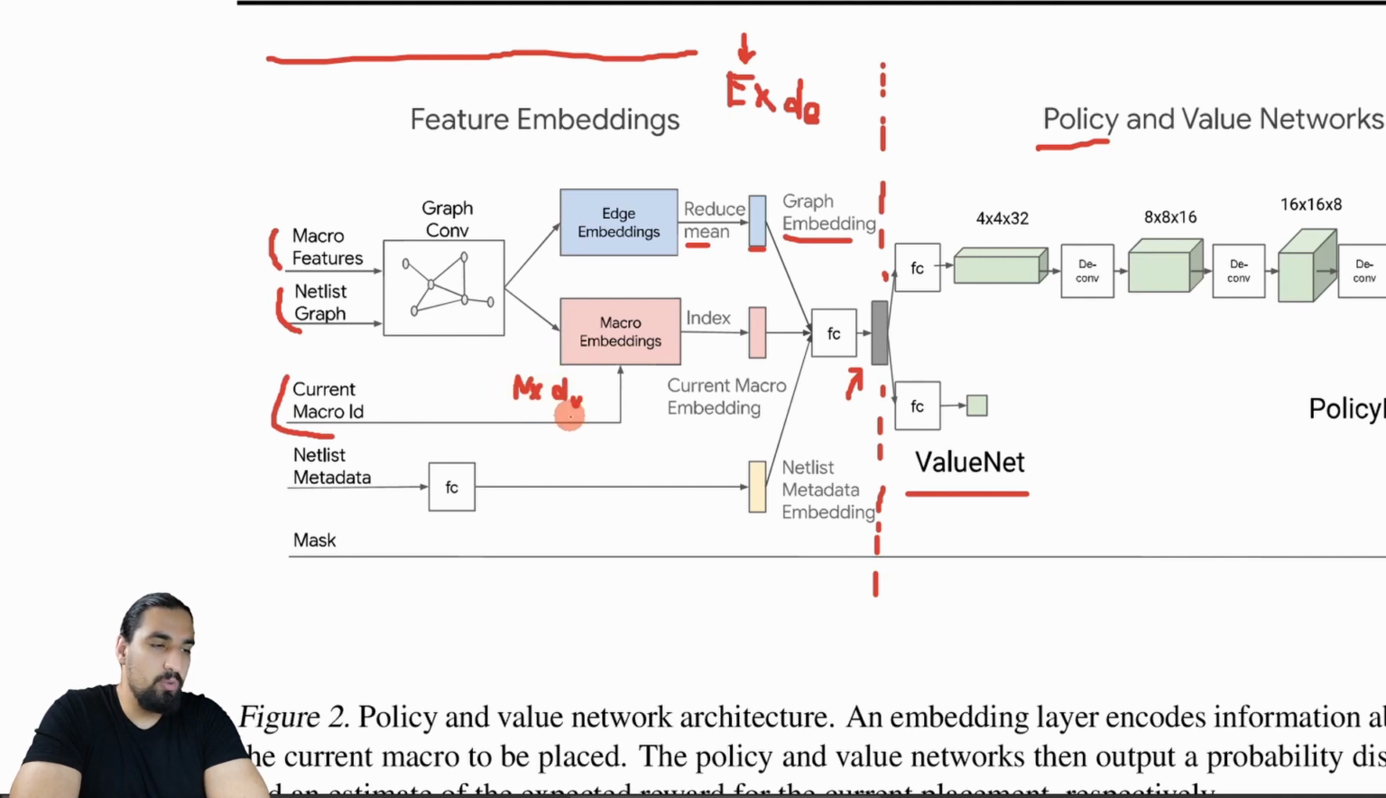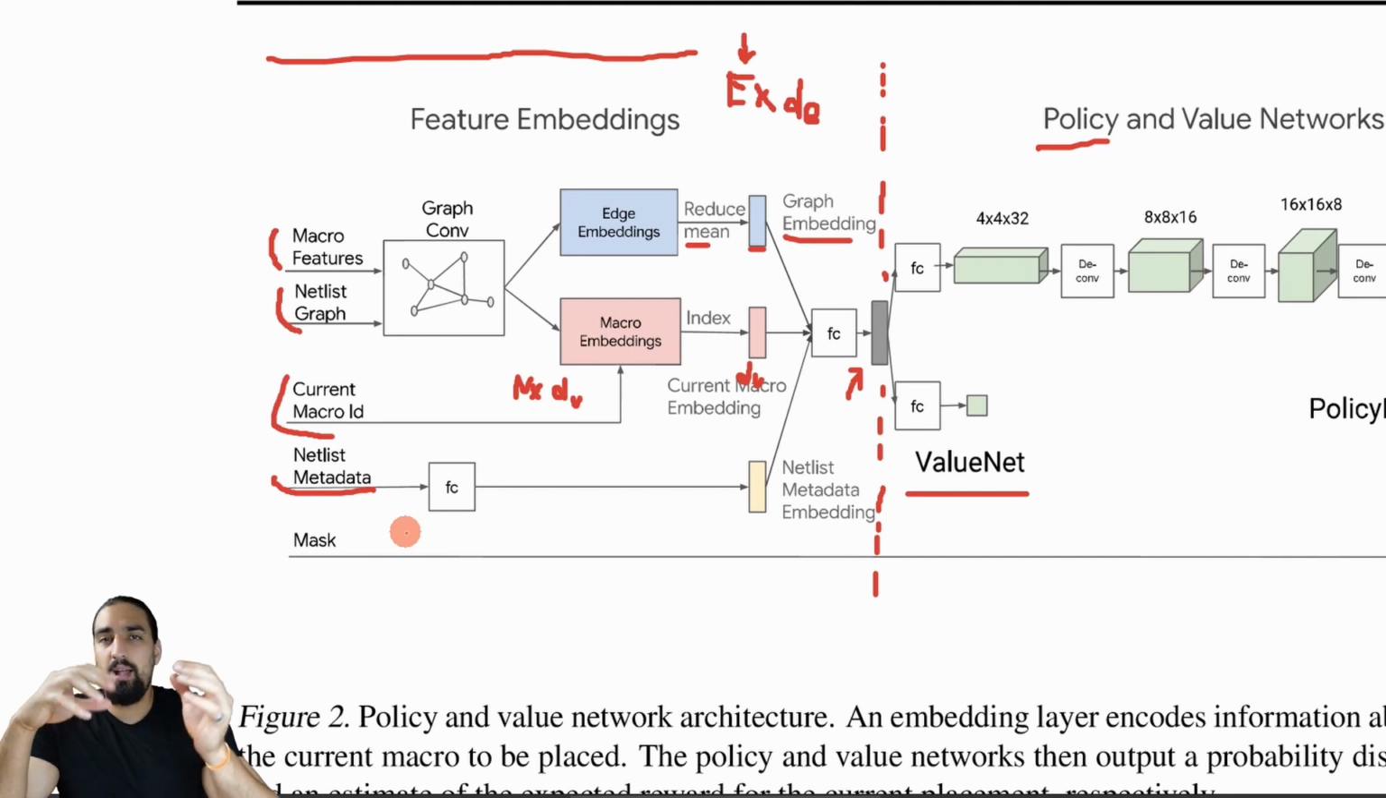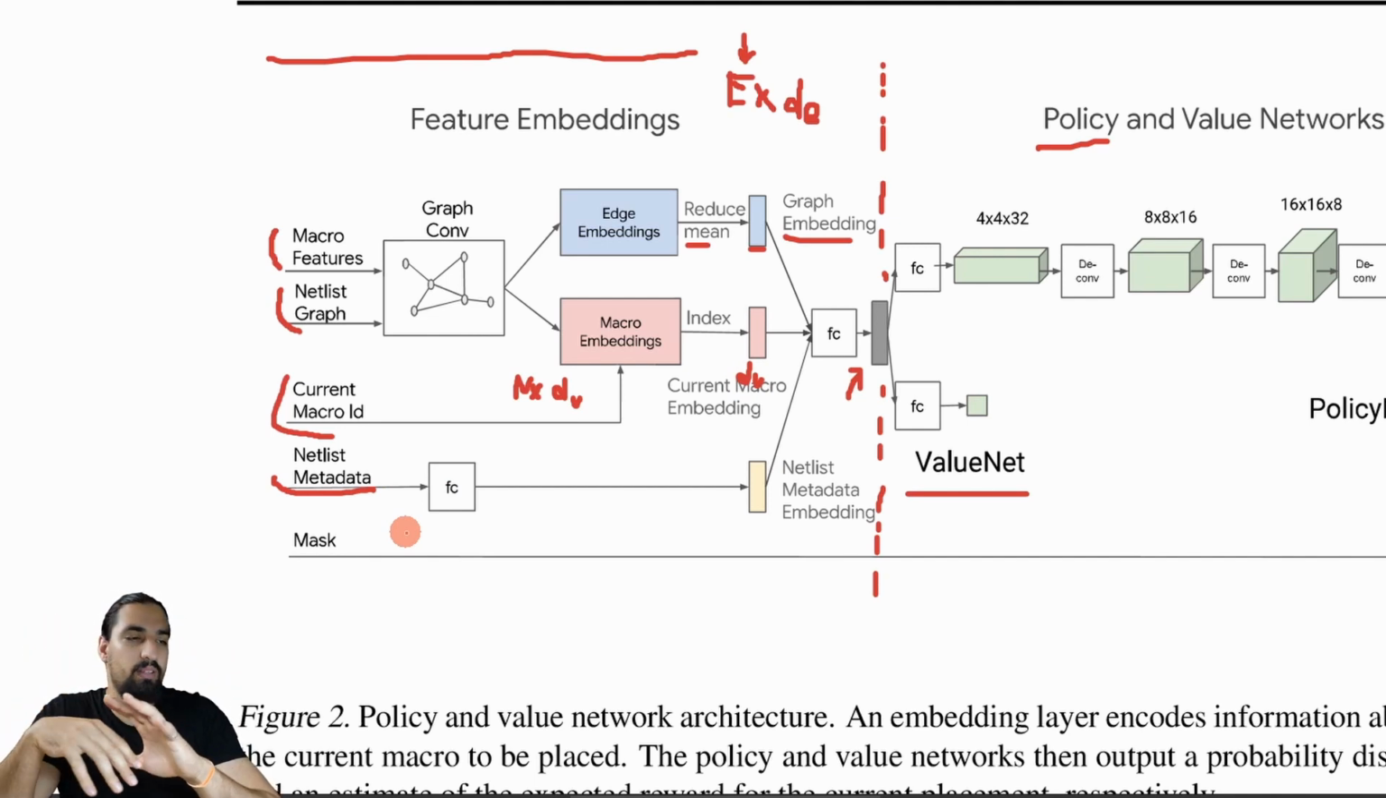So n is the number of nodes, d sub v is the dimension of your node feature vector, and they just take a single one, so they just take a dv vector here, okay? And extract it. And finally, they have some metadata information like the length of the wire on your chip, etc. And they concatenate all of those. They feed it through the fully connected layer, and that's it.